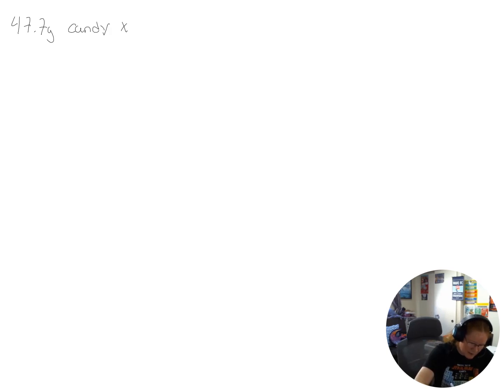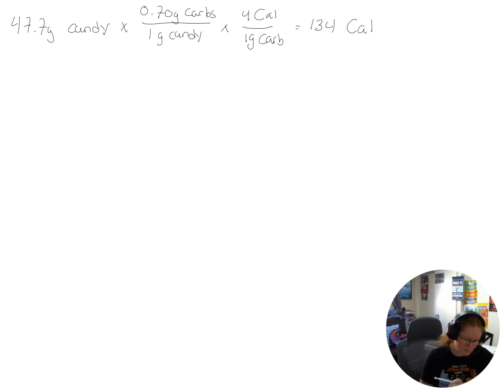All right, so first off, how many calories are we going to generate? Well, if I have 47.7 grams of candy, and I have 70% carbs, that means I have 0.7 grams of carbs for every 1 gram of candy. And then I have 4 calories for every 1 gram of carbs. I'm going to get 134 calories from my carbs. Okay, we do the same thing for our fat and our protein.